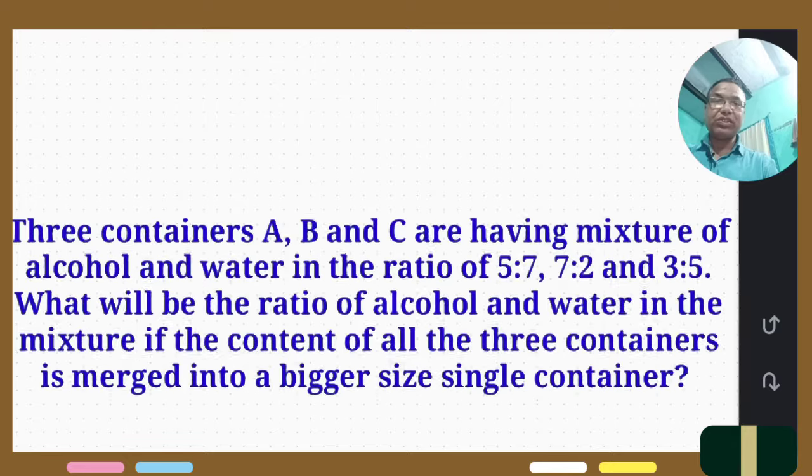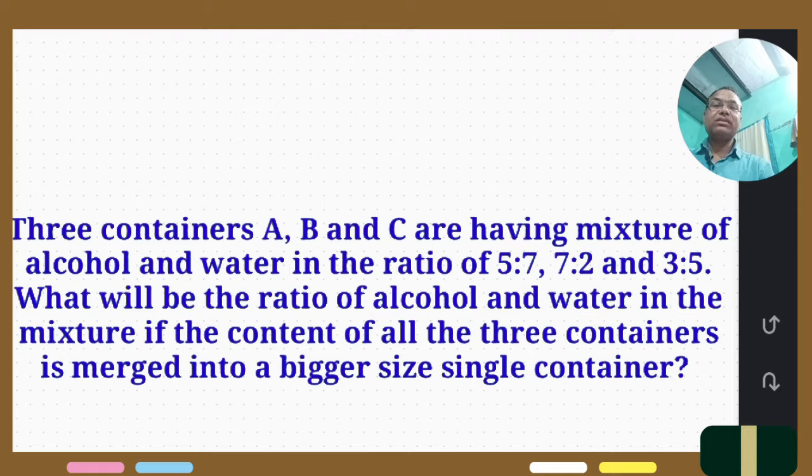Here is the second question. Three containers A, B and C are having mixture of alcohol and water in the ratio of 5:7, 7:2 and 3:5. What will be the ratio of alcohol and water in the mixture if the content of all the three containers is merged into a bigger size single container? So let us see the solution. How can we solve this question very fast.